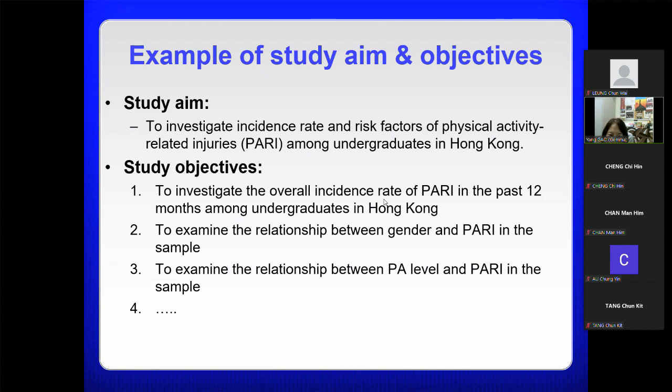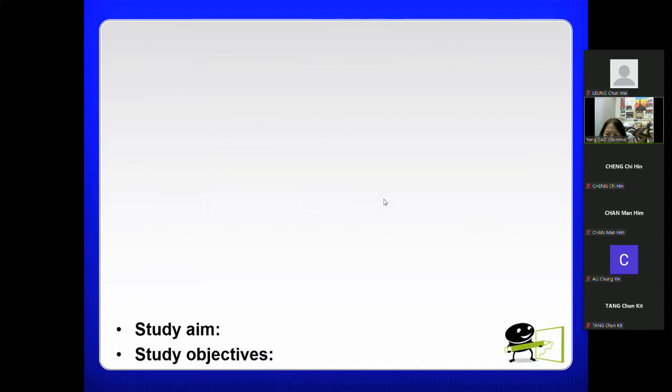So here, clearly, the overall purpose the study wants to target. And in order to target the overall purpose, what are the tasks, what are the specific, detailed objectives the author wants to address in that study. It's very clearly stated here. So take a look.